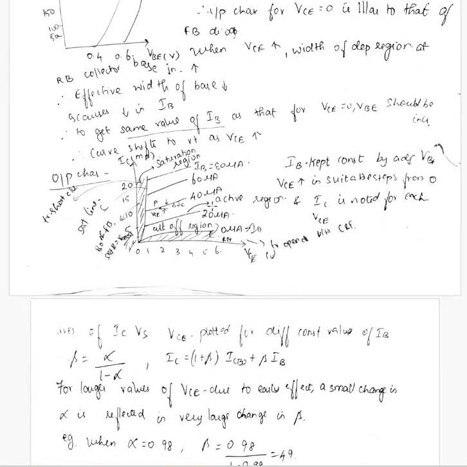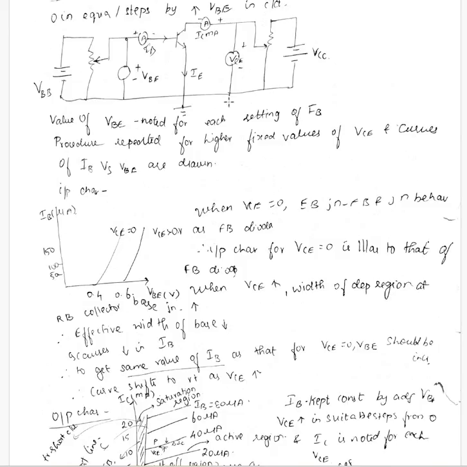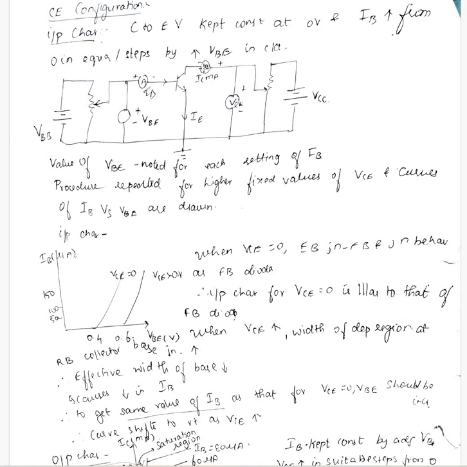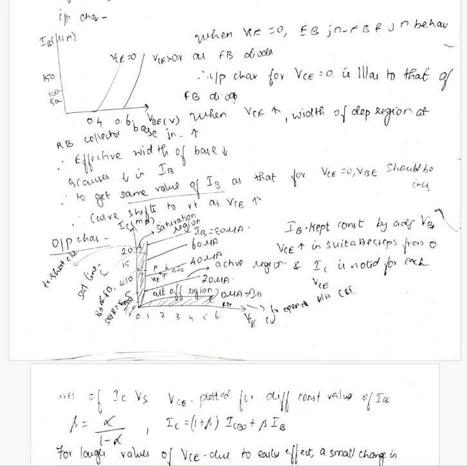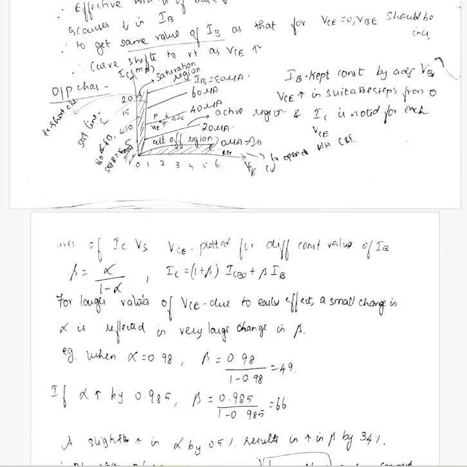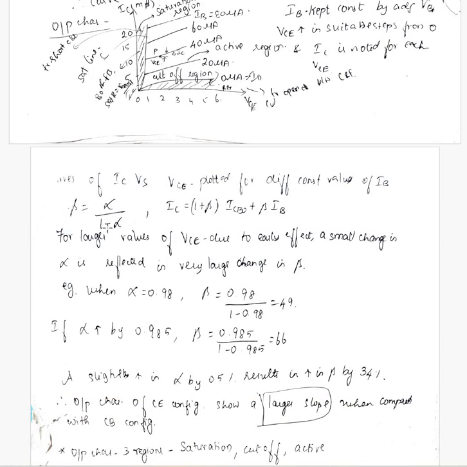And then output characteristics is plotted for the output voltage and output current, VCE and IC, keeping the input current IB constant. So here we get a curve like this. There is some slope in the output characteristic curve, unlike the common base one, because alpha equal to beta by 1 plus beta and beta is alpha by 1 minus alpha.